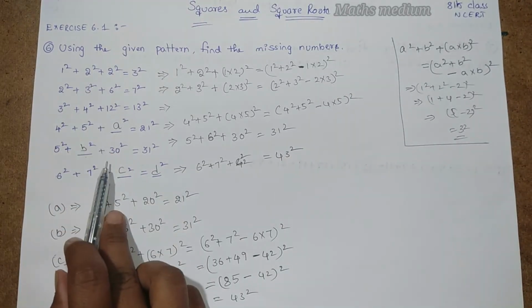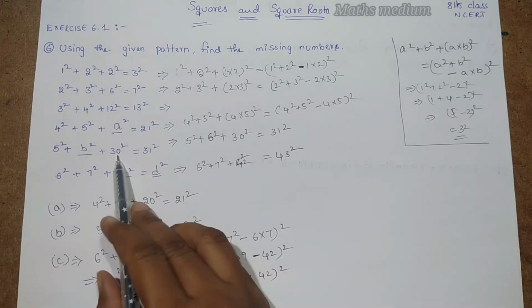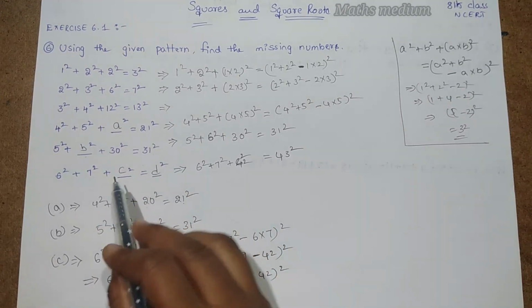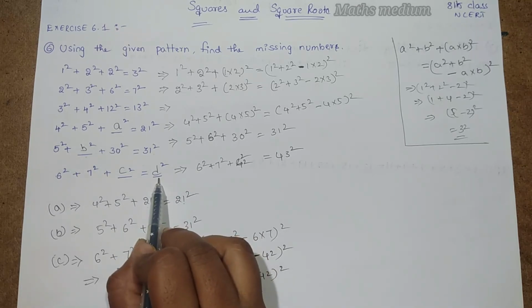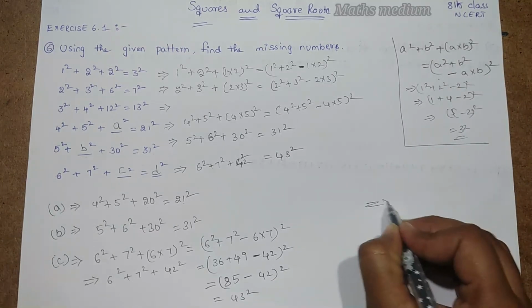If you compare these three, here A is 20, but the answer is 21 square. Here 30, 31 square. Here 42 and this is 43 square. This is the pattern according to this formula. This is about this question.